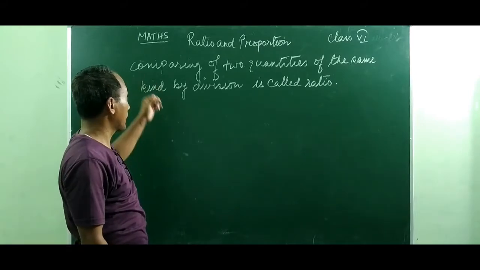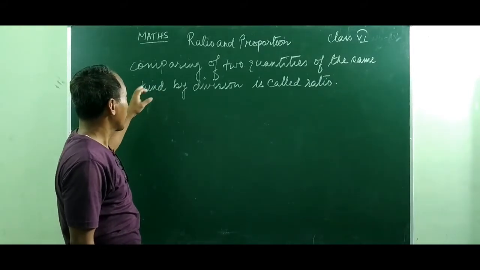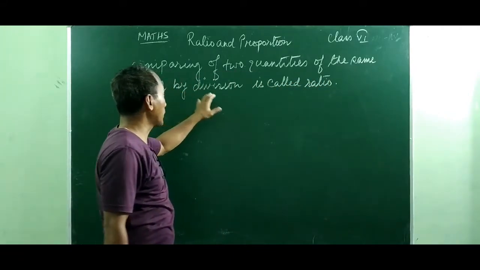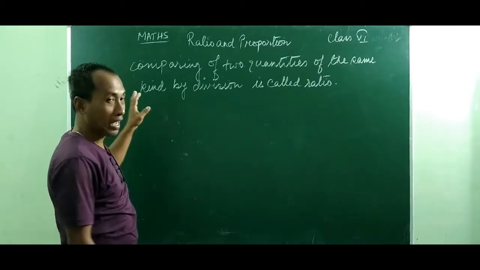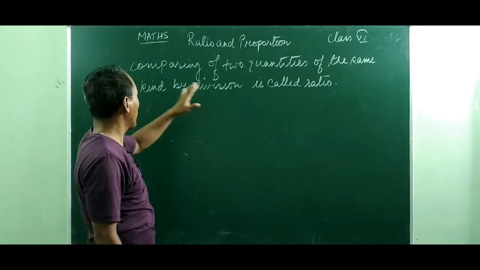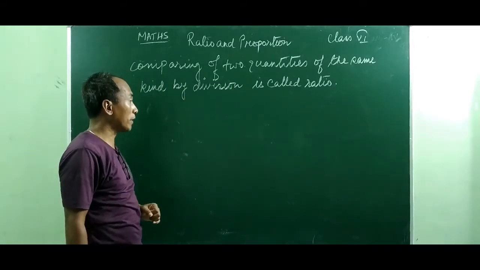Class 6 math subject. So what is ratio? Ratio is comparing of two quantities of the same kind by division. I repeat again, comparing of two quantities of the same kind by division is called ratio. I think you might not have understood.